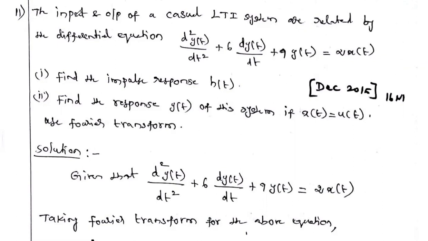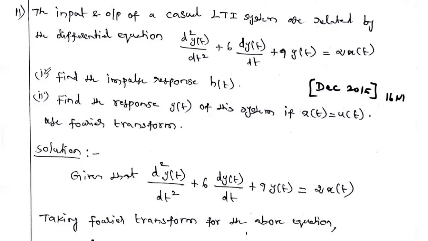So you see the question. The input and output of a causal LTI system are related by the differential equation d squared y of t divided by dt squared plus 6 into dy of t divided by dt plus 9 y of t equal to 2 into x of t. Okay, so this is the system equation.